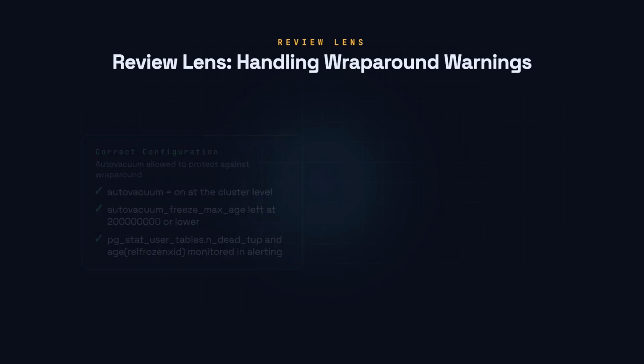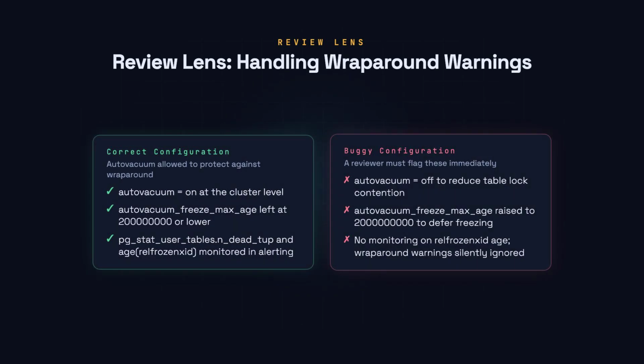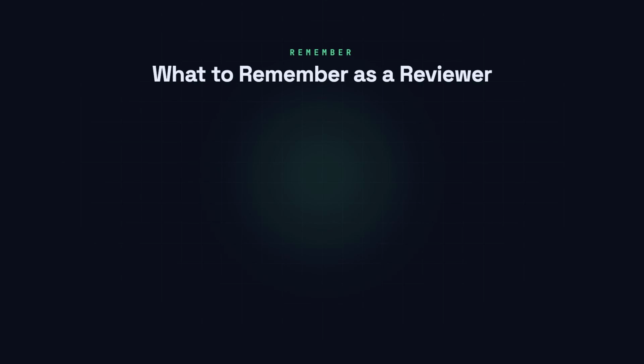In a pull request, flag any change that disables autovacuum or raises freeze max age far above the default. Without autovacuum running anti-wraparound passes, the XID counter eventually closes in on unfrozen rows, and Postgres will refuse all writes to protect data integrity. 3 things to take away.